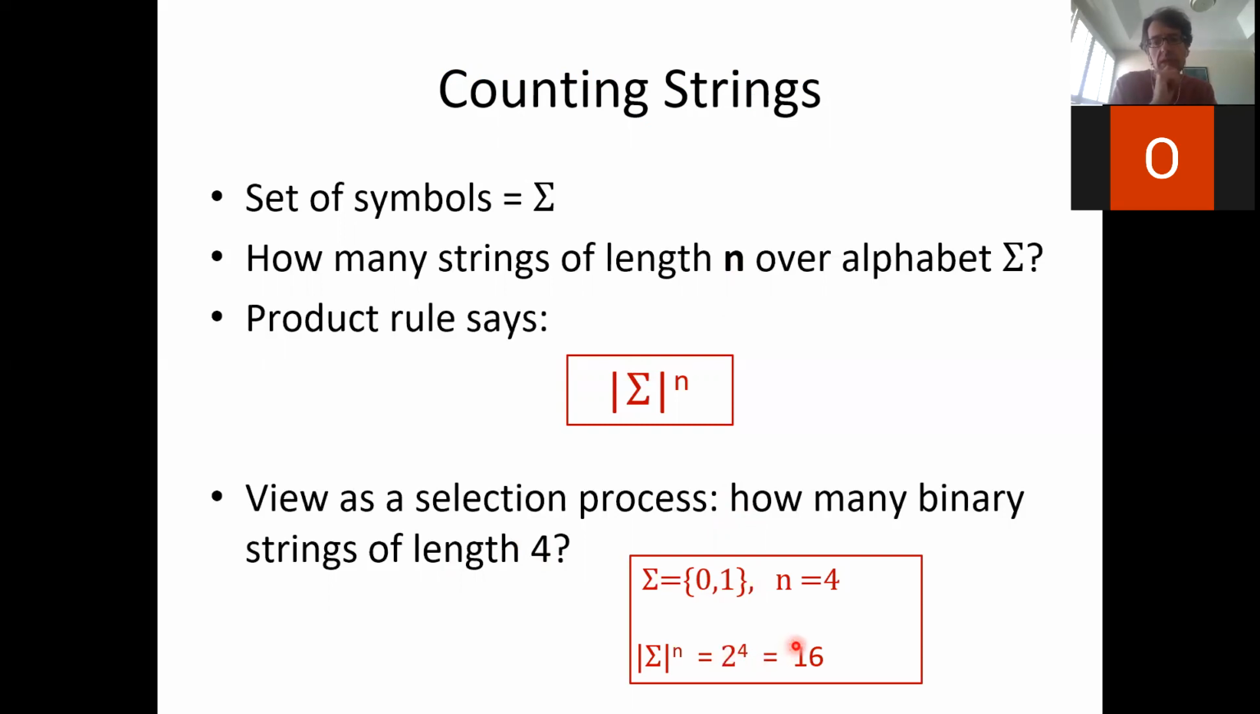So 16, and by the way, this is also the number of possibilities if you have only 4 bits. What is the highest integer, what are the integers that you can represent, from 0 to 15? So 16 different integers, and that's because there are only 16 such strings.